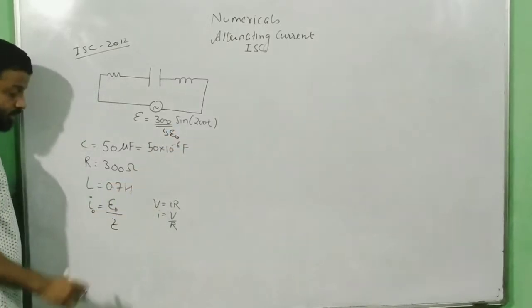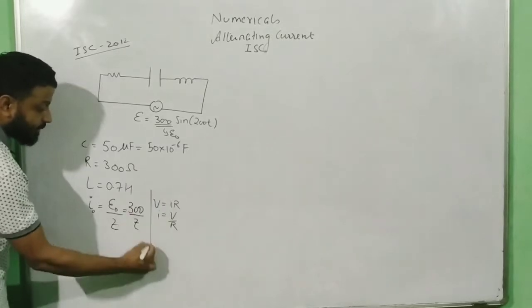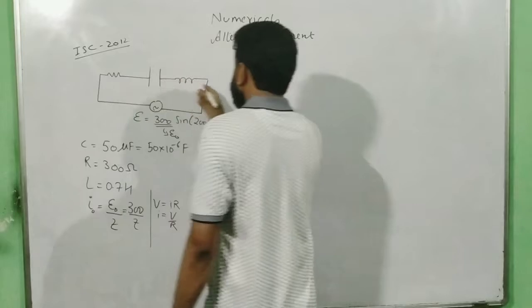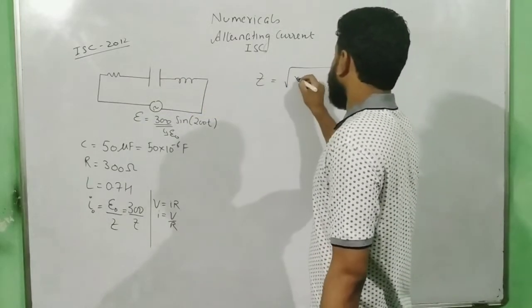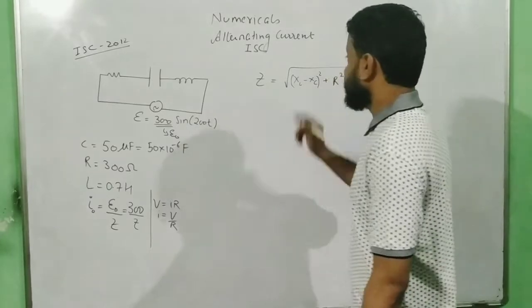That is 300 volt. So this will be equal to 300 divided by Z. So how do I have to find the value of Z? Now it's an LCR circuit. The formula for Z is the square root of XL minus XC, the whole square, plus R square. This is the formula for Z.